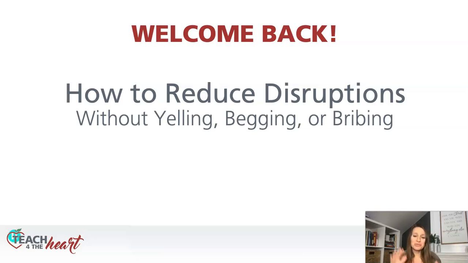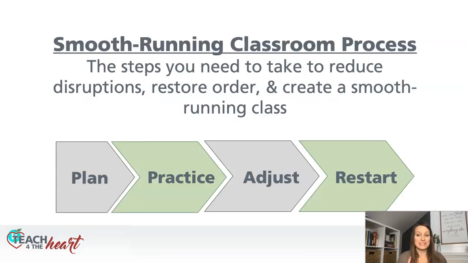We're talking about how to reduce disruptions without yelling, begging, or bribing. And so far, we talked about 3 key mistakes and how to avoid them. And then we started going through the smooth running classroom process. These are the steps you need to take to reduce disruptions, restore order, and create a smooth running class.